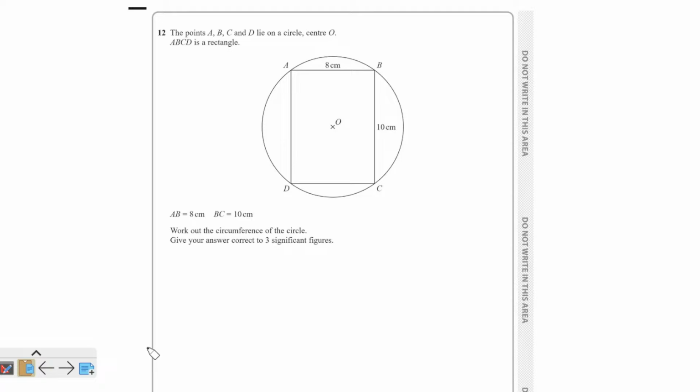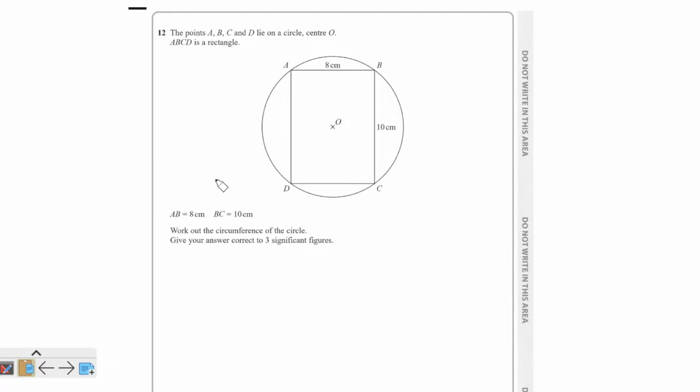Okay, question 12. The points A, B, C, and D lie on a circle. Obviously the centre is O. A, B, C, D is a rectangle, as you can see. They've labelled AB as 8, BC as 10. Work out the circumference of the circle and give your answer to 3 significant figures.